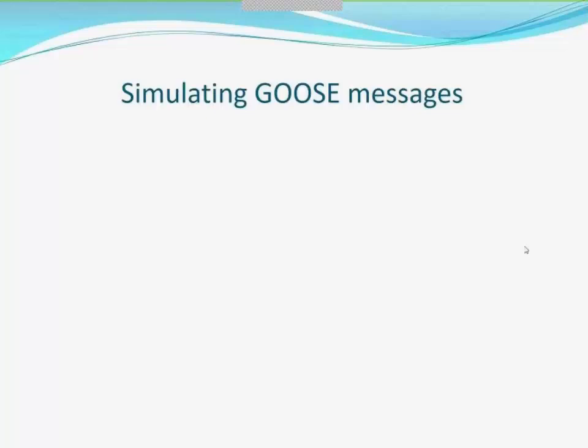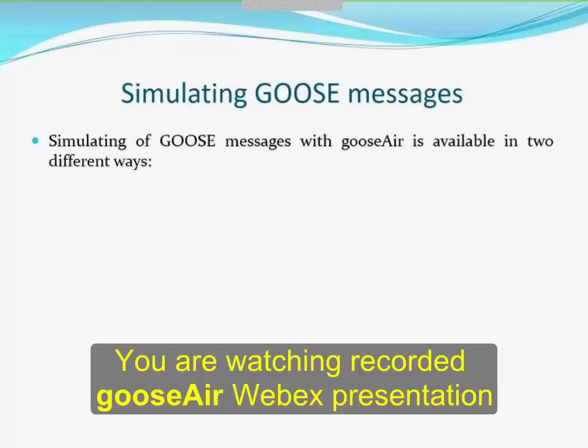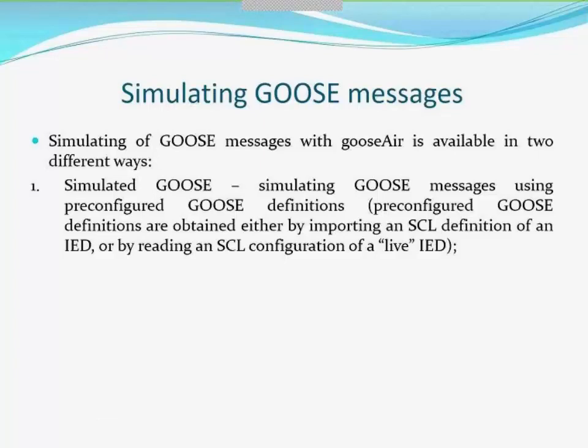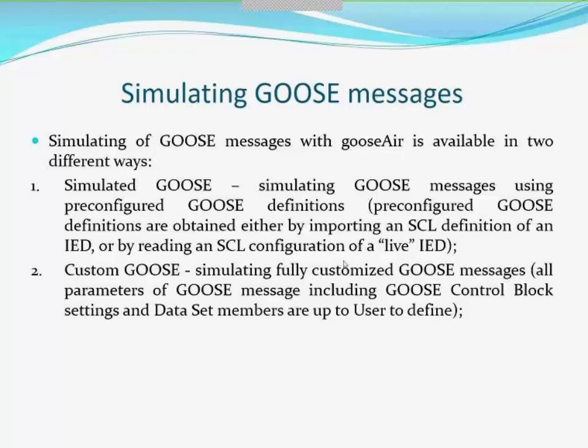Okay, gooseAir is capable of generating and transmitting GOOSE messages to the network, and this could be done in two different ways. Using pre-configured GOOSE definitions, and these are called simulated GOOSE messages. By simulated GOOSE messages, I mean that gooseAir can fully replace a live IED on the network by means of GOOSE communication. To do this, a user needs to provide an exact GOOSE definition to gooseAir, which can be done either by importing an SCL definition of an IED or by reading the GOOSE configuration of a live IED. gooseAir also supports fully customized GOOSE messages, which are called custom GOOSE, where all parameters of the GOOSE control block as well as members of the data set are up to the user to define.